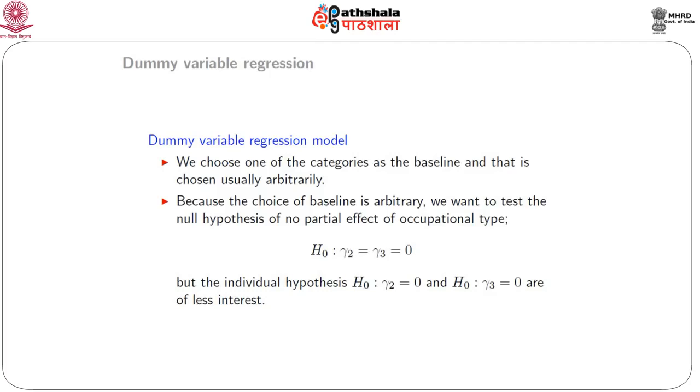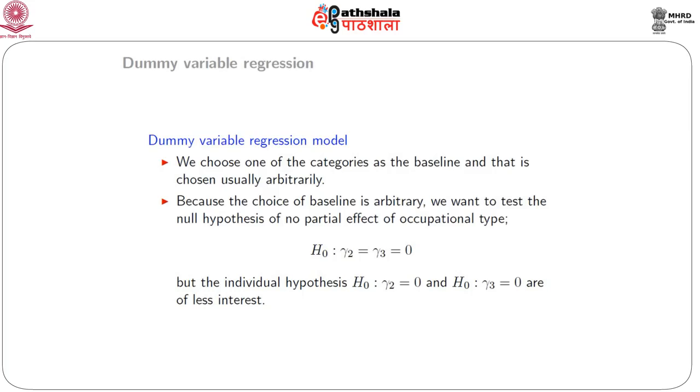So because the choice of baseline is arbitrary, we want to test the null hypothesis that no partial effect of occupational type exists. So when we fit this regression model using the 2 dummy variables D2 and D3, the null hypothesis of interest is that gamma 2 equals gamma 3 equals 0. But the individual hypotheses gamma 2 equals 0 and gamma 3 equals 0 are of less interest. The hypothesis gamma 2 equals gamma 3 equals 0 can be tested by the incremental sum of squares approach, where we remove both D2 and D3 from the model and test the statistical significance of this model, and then include them and look at their corresponding p-values for the estimates and decide whether the inclusion of these 2 dummy variables was statistically significant or not.